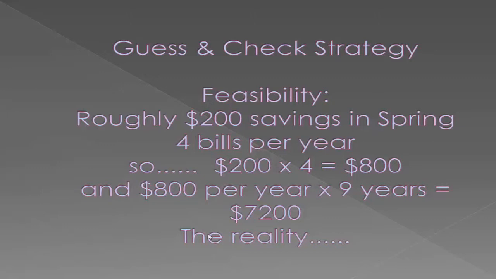With a rough figure of $200 savings made in spring, if the same were true for the 3 other billing periods of the year, then a total of approximately $800 could be expected. This figure is arrived at by multiplying 200 by 4 billing periods. As a guess, this $800 per year saving over 9 years would achieve $7,200, which is within the range of the solar panel costs.